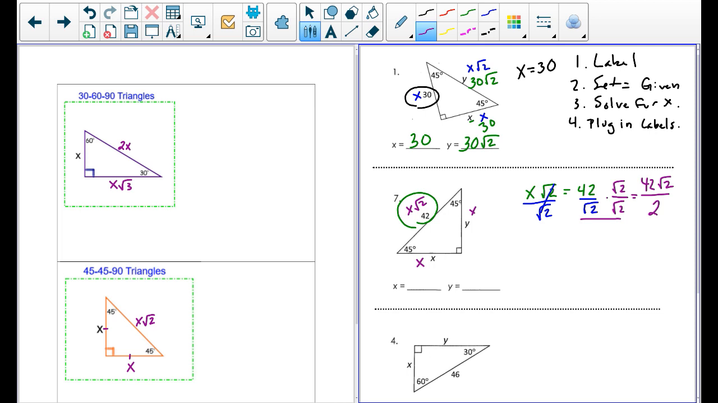And then the last step to simplify would be to simplify these numbers here, the big numbers. So what's 42 divided by 2? Or half of 42 is what? 21. So x equals 21 square root of 2. And then that's my x. So now fill in the x's we labeled. So 21 square root of 2, 21 square root of 2. And those are my answers.